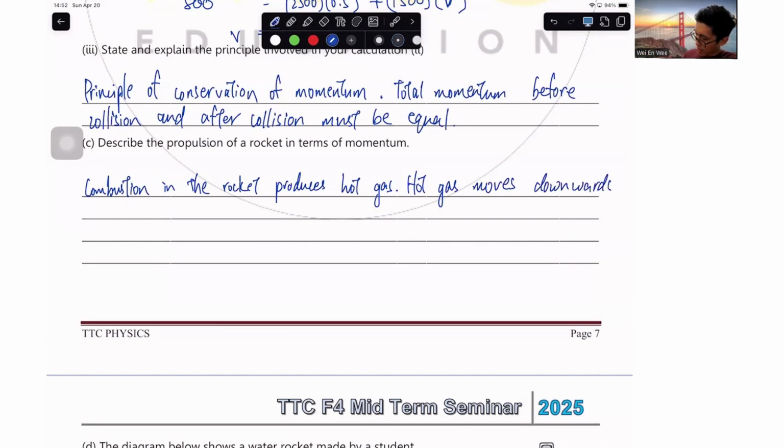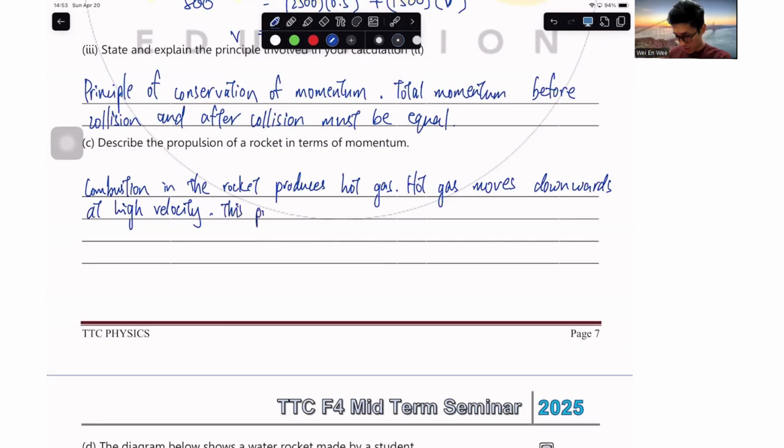But that's not enough. You can't just say the hot gas moves downwards. You must say the hot gas moves downwards at high velocity. Why is that? Why do I need to say that the hot gas moves very quickly? Why cannot it move slowly? Why must it move with high velocity? So that I can do what? So that I can produce what? Yes, correct. It's so that you can produce a very, very high momentum.